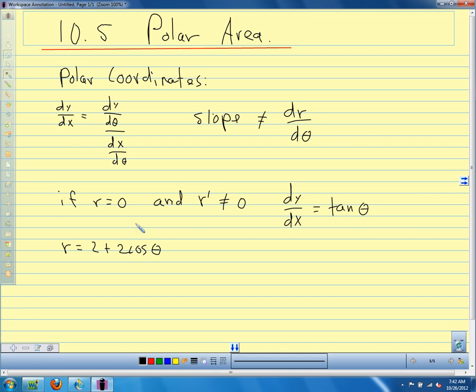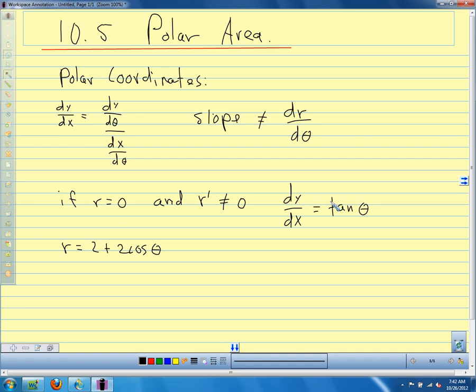When we went through finding the horizontal and vertical tangents, we would find that θ equals π is a candidate for a horizontal tangent, and θ equals π is a candidate for a vertical tangent. So if we hadn't examined what happens here when r equals 0, we would have θ equals π as a possibility for either a vertical or a horizontal tangent.